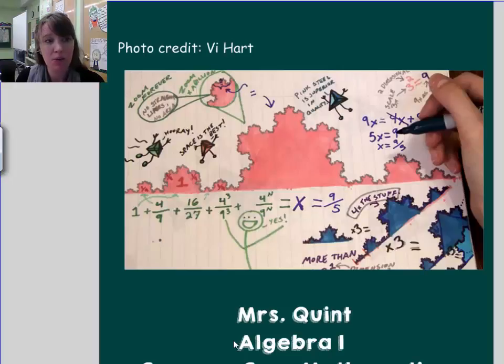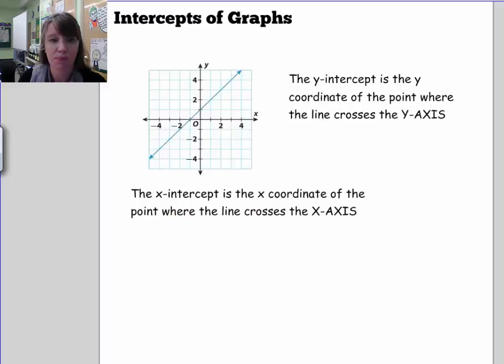Welcome back. Today we're going to talk about intercepts. Building on what we learned yesterday, we talked about linear functions and graphing linear functions. Today we're going to talk about characteristics of linear functions called intercepts. Intercepts comes from the word intersection, where it's the intersection of a line with another line.